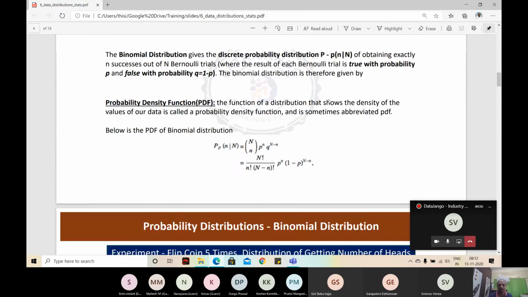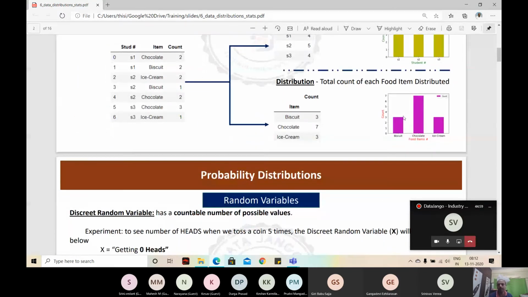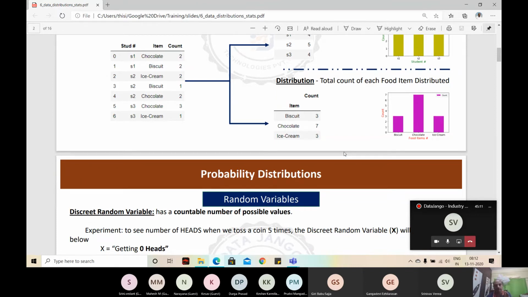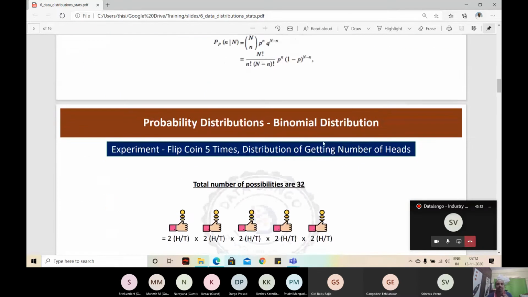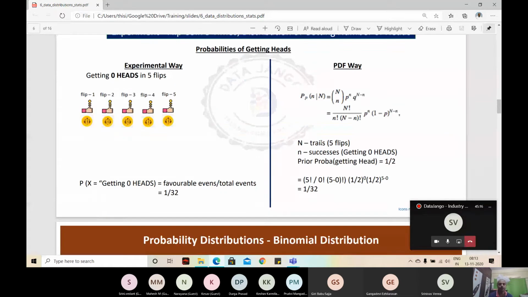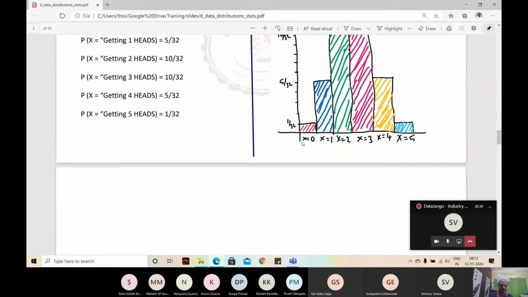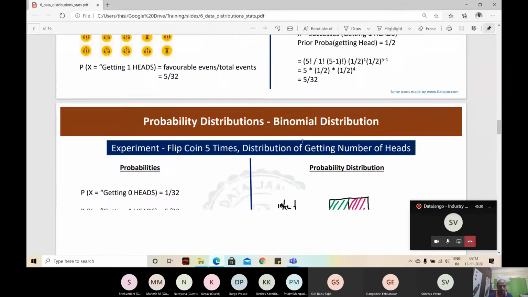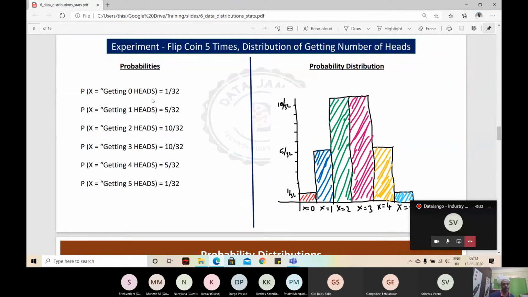Density. What is density? See this graph. The height is the density. The formula is calculating this height, the density of the bar. That's where we call it the probability density function. So we have seen the formula here. Now let us look at the graph a little bit.